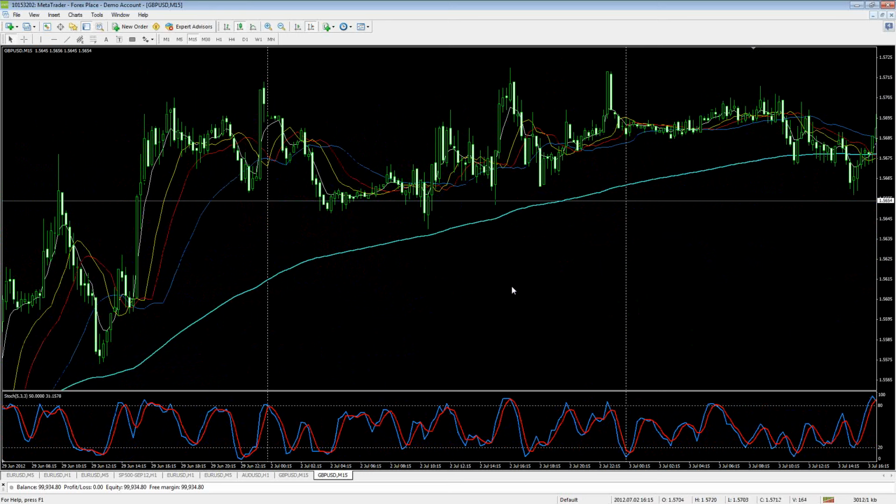And it's up to you. It depends whether you wish to enter where you see resistance around the moving averages, meaning, for example, around here. Okay, you see this area of resistance from these wicks. The price keeps stopping at this resistance area.